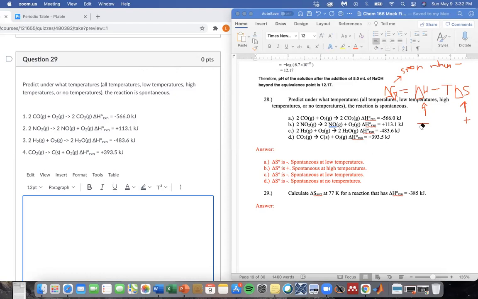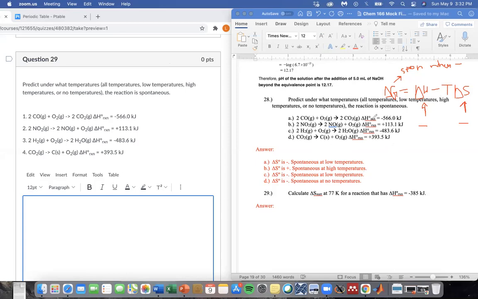And then for the next one, we have a negative delta H, and then we are going from 3 moles of gas to 2 moles of gas. The delta S is negative. It's the exact same scenario as in the first case, as in case A. And so again, in order to keep this term pretty small to not cancel out the negativity here, since our delta S is negative, our temperature needs to be low in order to make that term pretty small. And so it's only spontaneous at low temperatures.